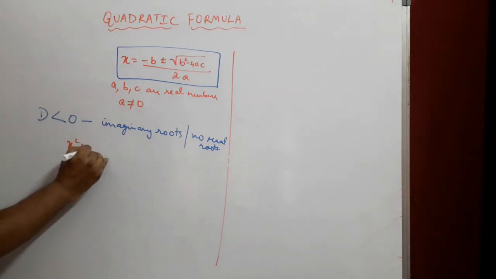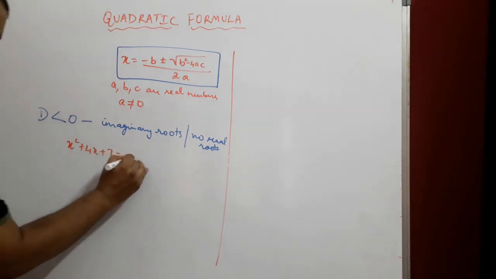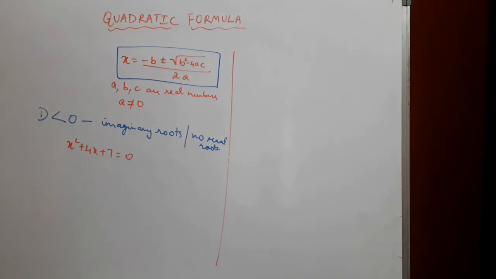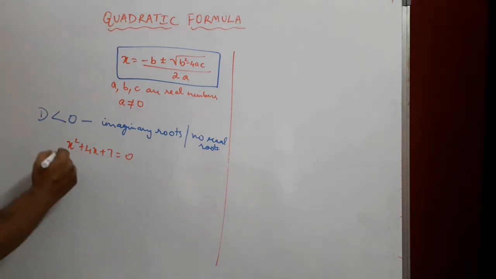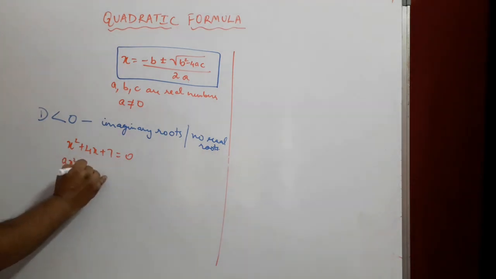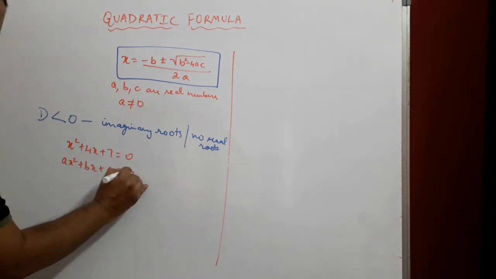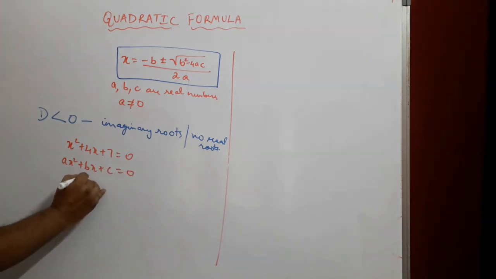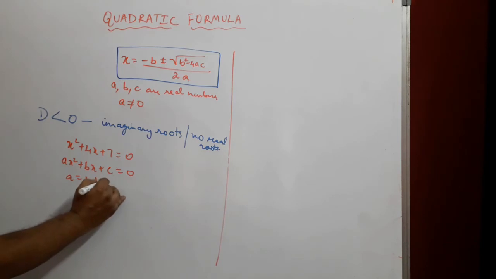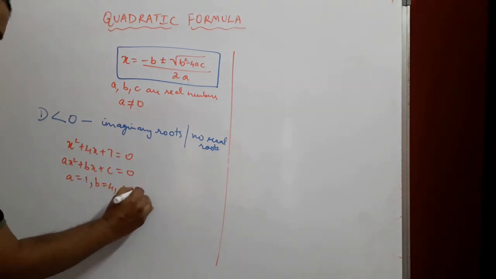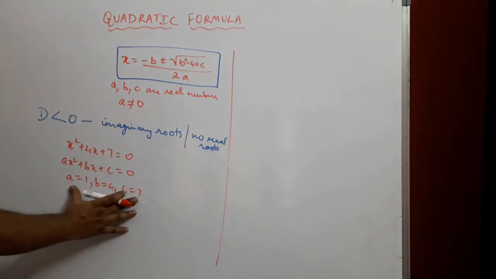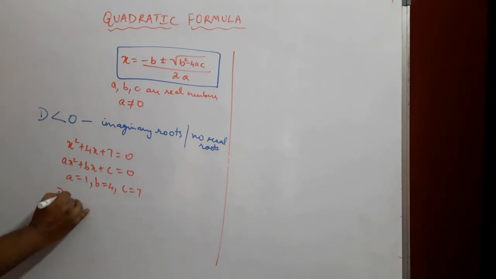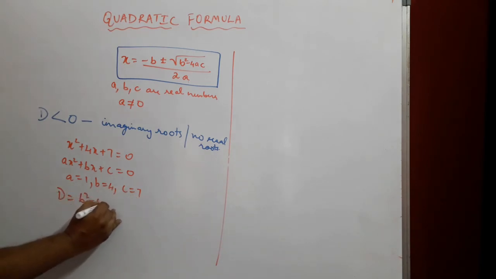x square plus 4x plus 7 equal to 0. And we compare it with our general form, ax square plus bx plus c equal to 0. So a will be equal to 1, b will be equal to 4, and c will be equal to 7. Now we use these values and put them in our d equal to b square minus 4ac formula. And let's see what we get.